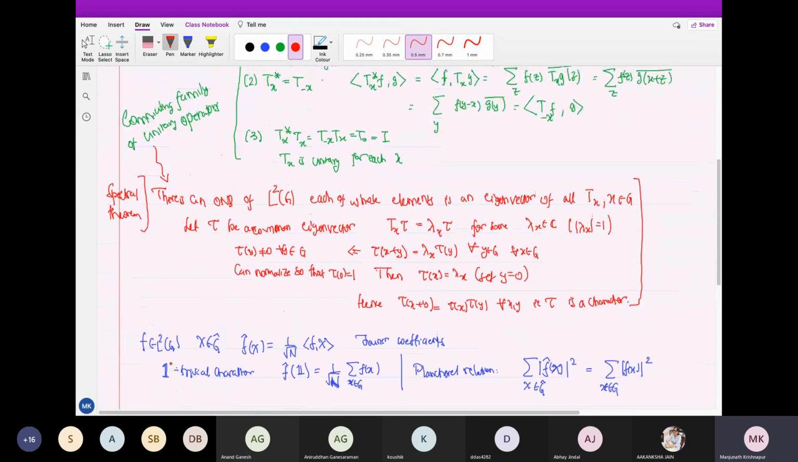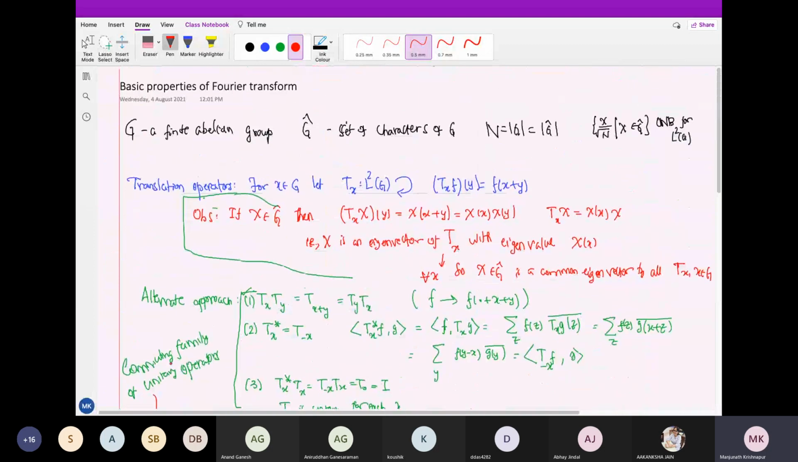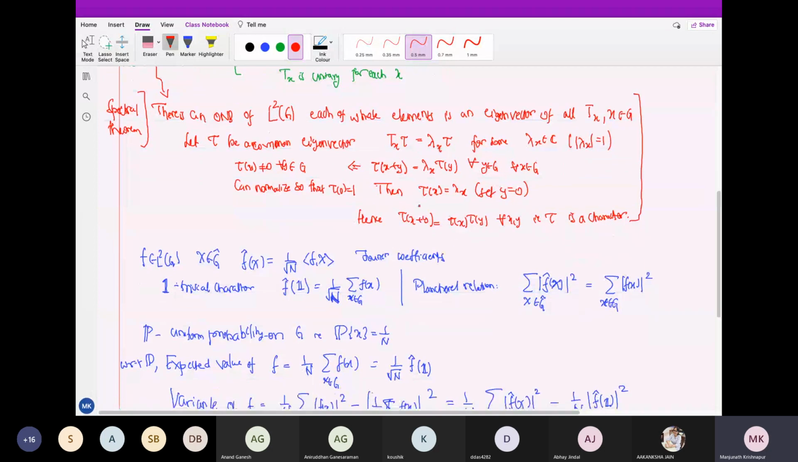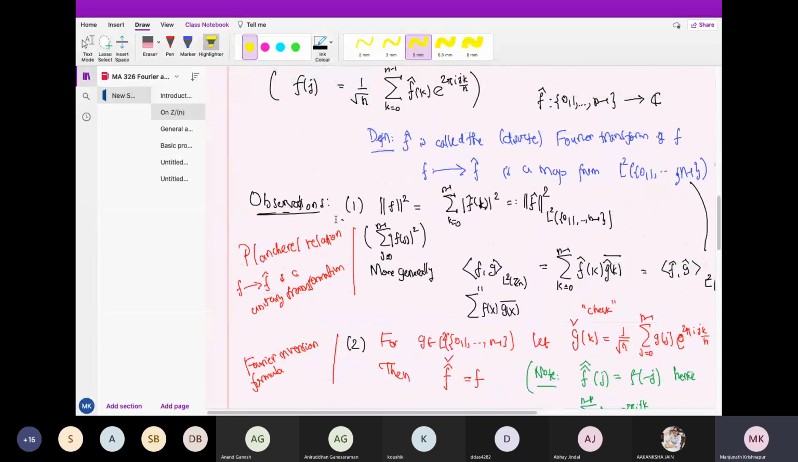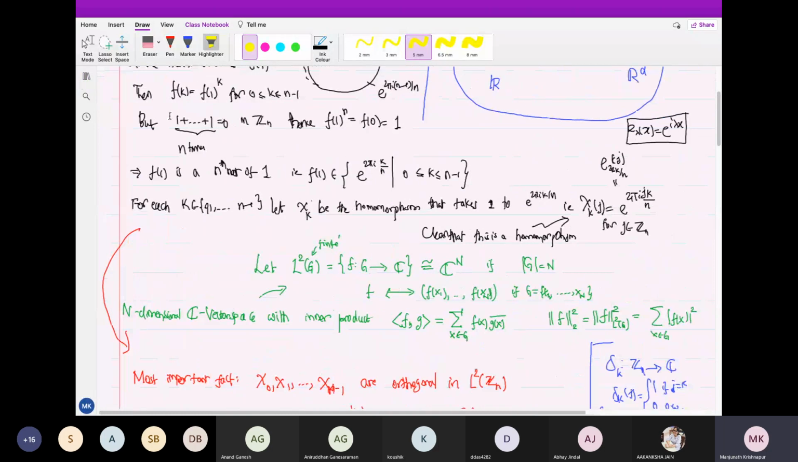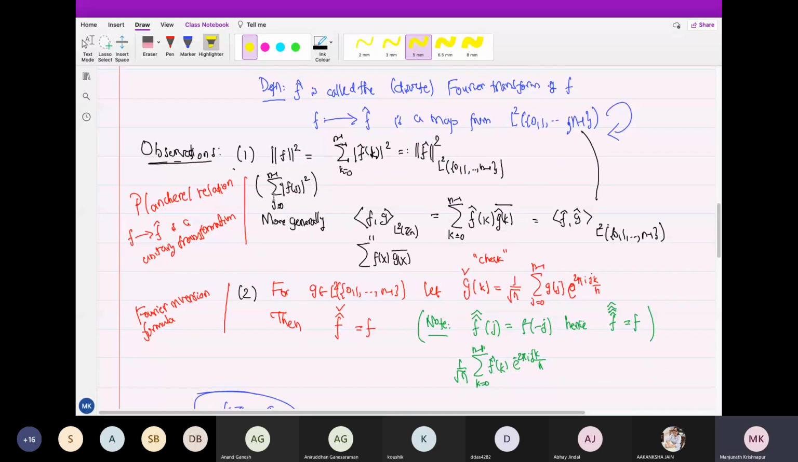What I want to study is basic properties of the Fourier transform on a general finite abelian group. One thing we have already seen, namely the Plancherel relation. This is one of the important ones. I started with the example of Z mod n, which is the simplest case, and in fact one of the cases we care about. We are not too interested in the very general case, but it is worth knowing. So we had the Plancherel relation as one.